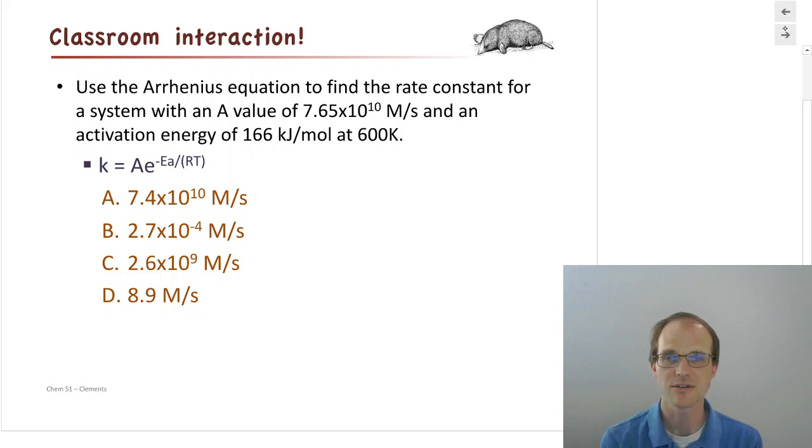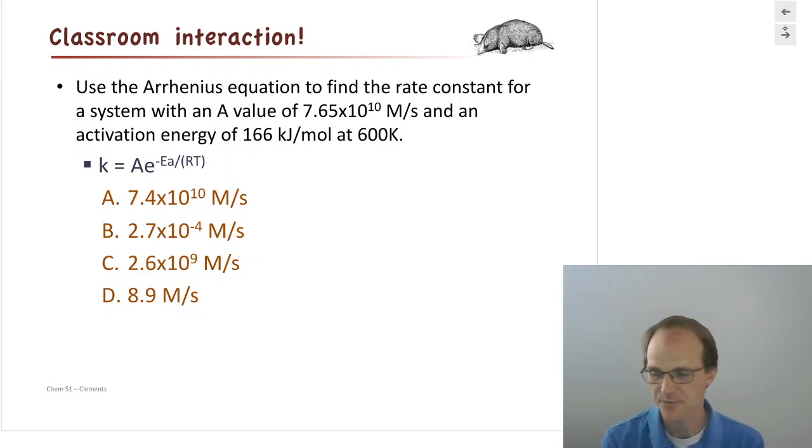You're going to use the Arrhenius equation to find the rate constant for a system with an A value of 7.65 times 10 to the 10th molar per second. So you can see those things are very large. Why? Because things hit each other a lot. And an activation energy of 166 kilojoules per mole at 600 Kelvin. All right, so go ahead and try that one.